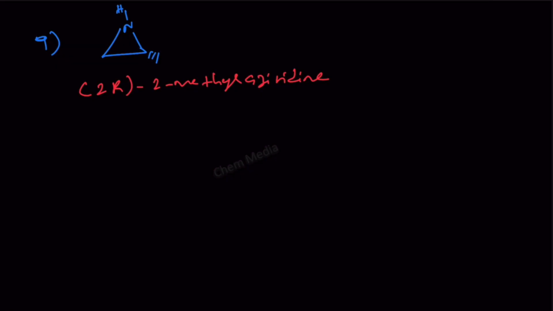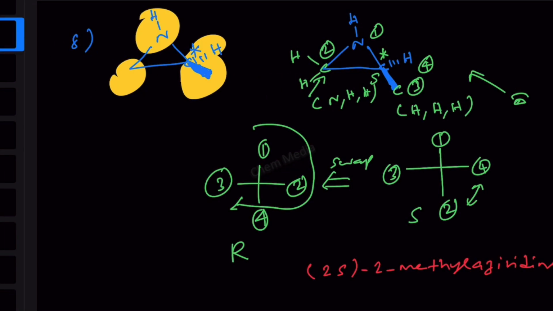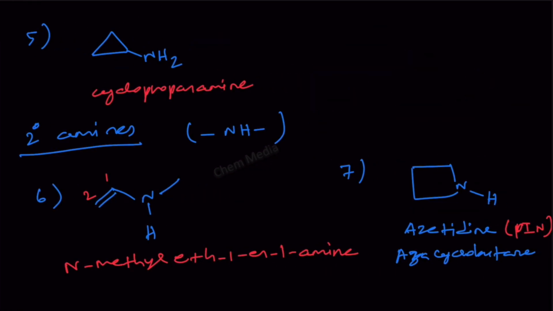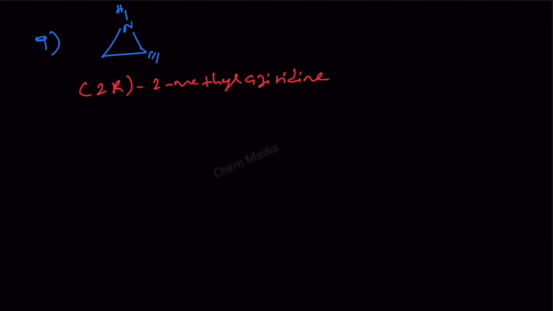So we are exhausted with the secondary amines now because we wrote 4 secondary amines. So we are exhausted with the secondary amines. 3 of them are cyclic, 1 is non-cyclic. So let's move to tertiary amines.